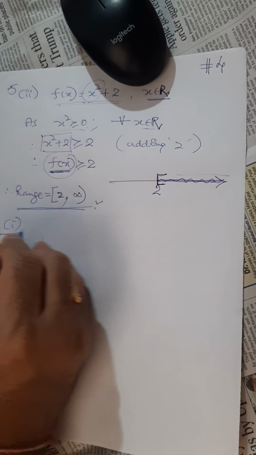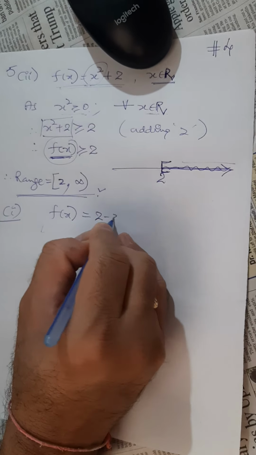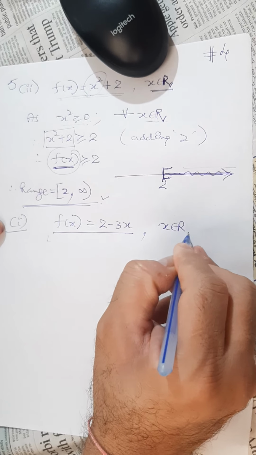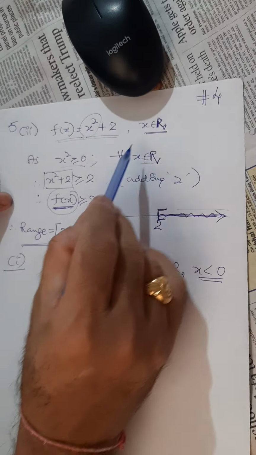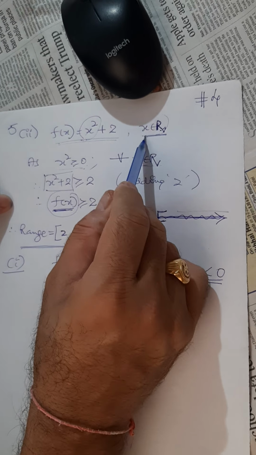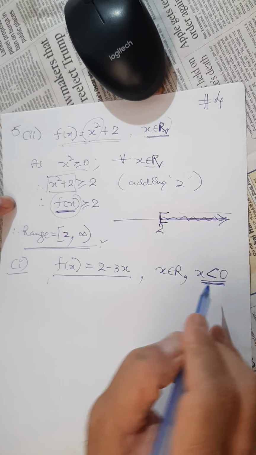First question, f(x) = 2 − 3x. But here you are given that x belongs to R with this condition, x is less than 0. Recall, here it was just x belongs to R. So the domain is any real number. Your domain is only negative real numbers, less than 0, remember.